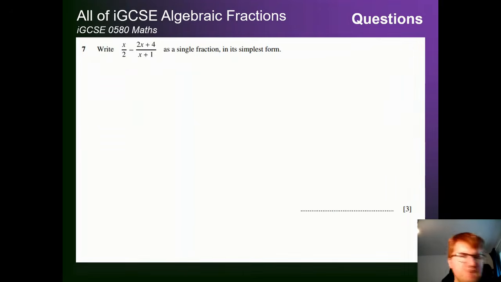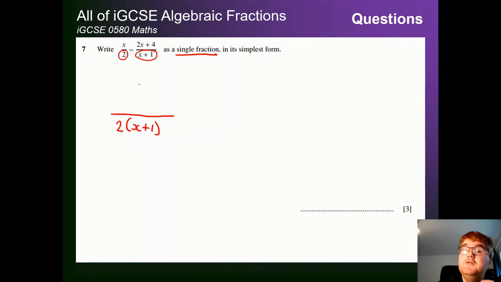And question 7, slightly on the easier side, definitely going towards A and B level, is we want to write this as a single fraction. Again, just like the method before, we have two different denominators. We just multiply those together. So 2 brackets x plus 1.